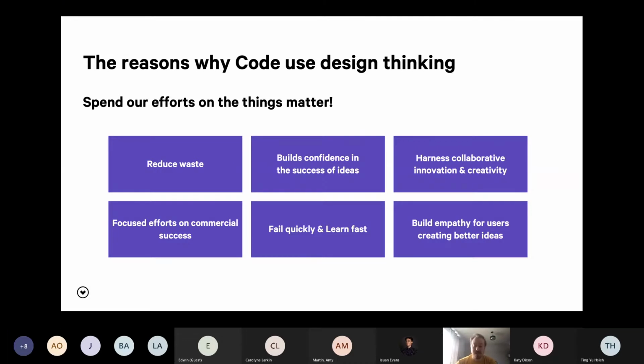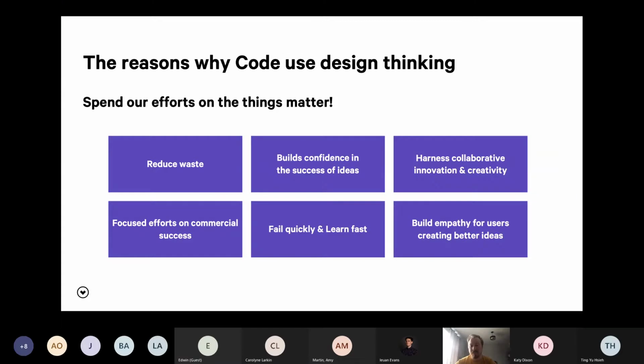It builds confidence into our ideas for us and the clients. It helps us to harness collaborative innovation and creativity from everywhere, from pockets within the business, all different areas, so we can gather ideas and collaborate together. It does make us more commercially focused. We can learn fast. "Fail quickly and learn fast" isn't often a term you get to hear, but that's about quick iteration and learning about failures so we can build and improve.